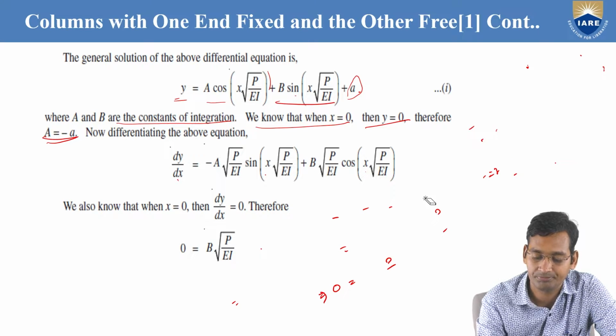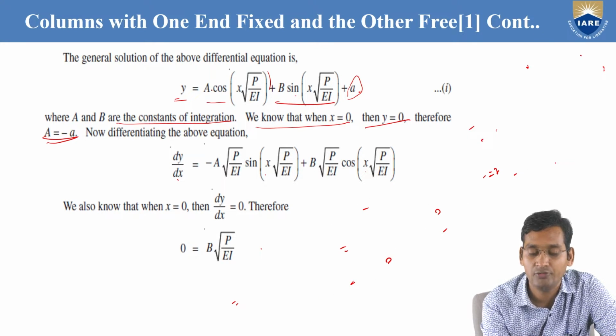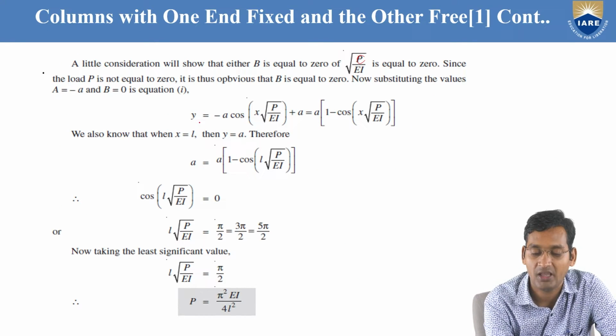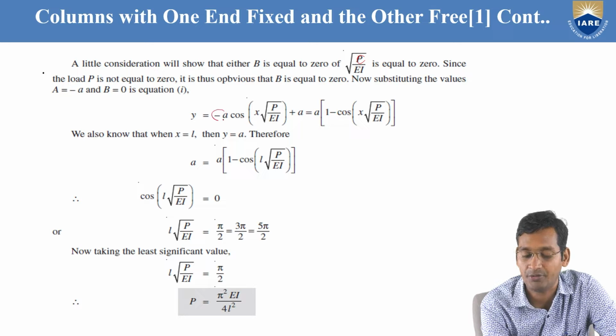So what we will get is simply y equals, with A as minus a and b as 0, minus a cos(x root p by EI) plus a. Here A equals minus a is the value of capital A. Now take a common from both. This was positive, so that's why I kept it first, and this term is minus.